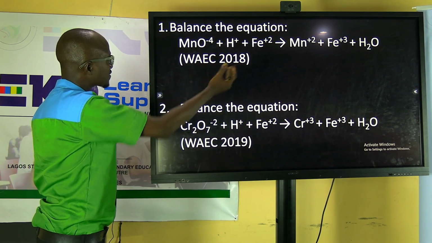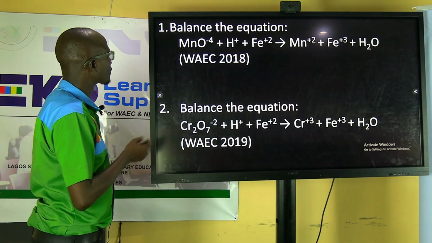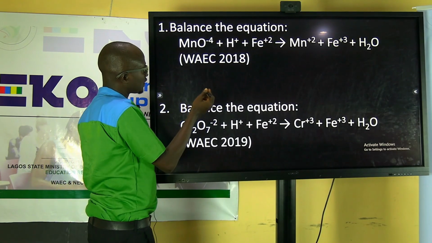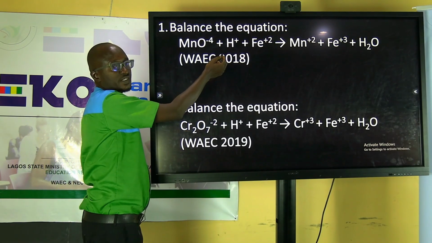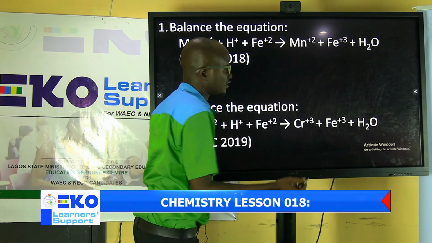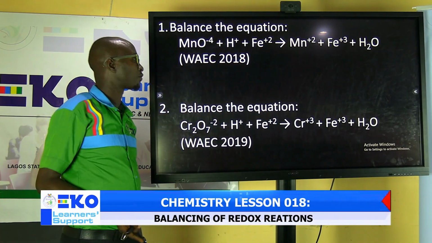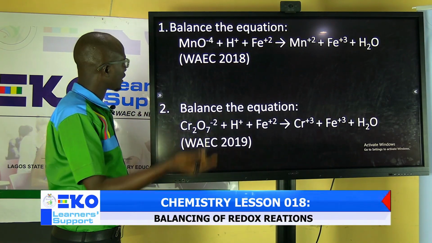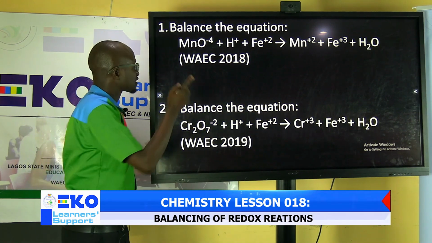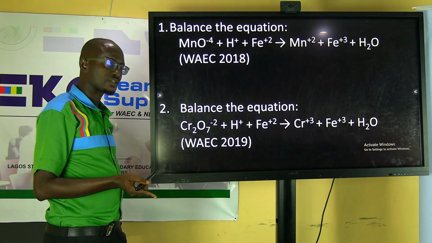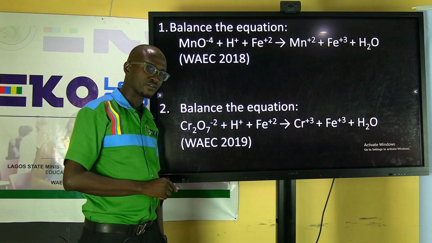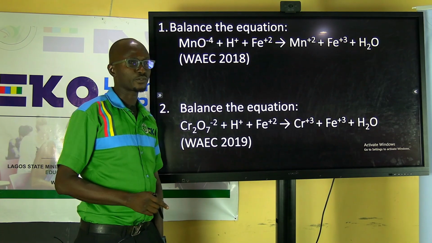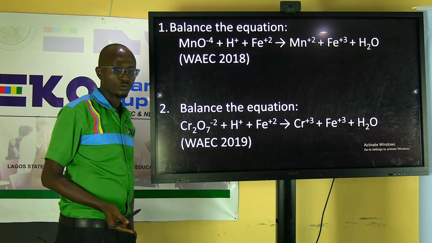So we balance the reactions. It's a WAEC question, and they have helped us to let us know that hydrogen plus will be on this side and water will be on the other side, just like the way it was in the question that we did. So remember, the first thing is to identify the oxidizing agents and the reducing agents. What do you think will be the oxidizing agents, my fellow students? Very good. It is MnO4 minus.